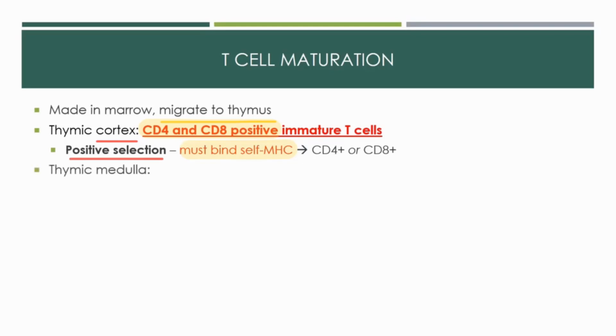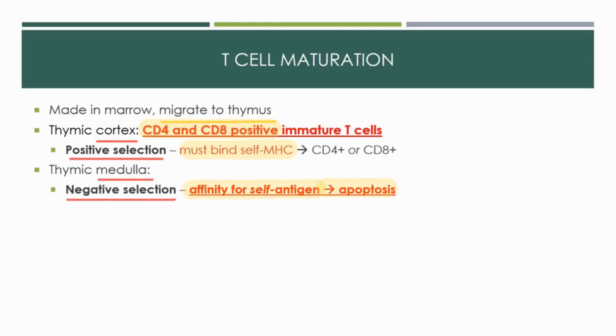In the medulla, the T cell is presented self-antigen, but it should not bind this with any great affinity because that would lead to autoimmune disease, and if it does, it will die. This is negative selection. The way I keep positive and negative selection straight is like this. In positive selection, if the T cell binds, it's a good thing, but in negative selection, if it binds, it's a bad thing. And the way I remember that positive selection comes first is that in order to even be presented antigen by the reticular cells, T cells must first be able to bind MHC.